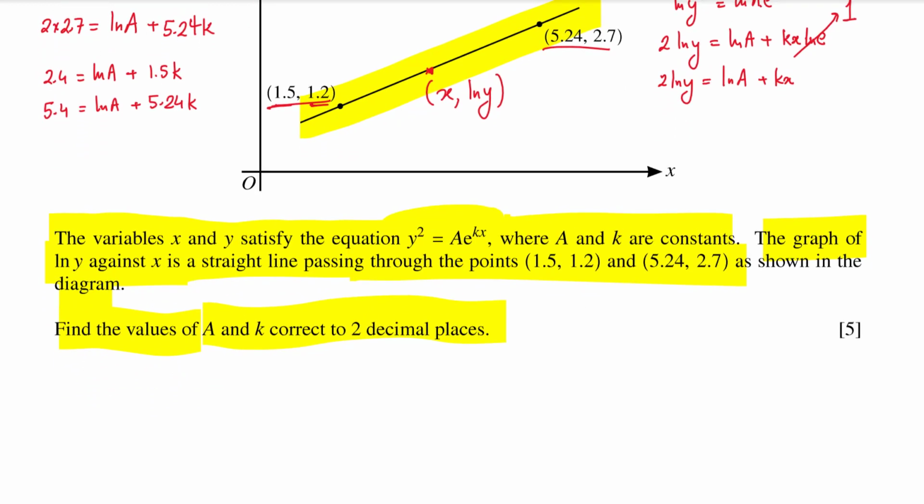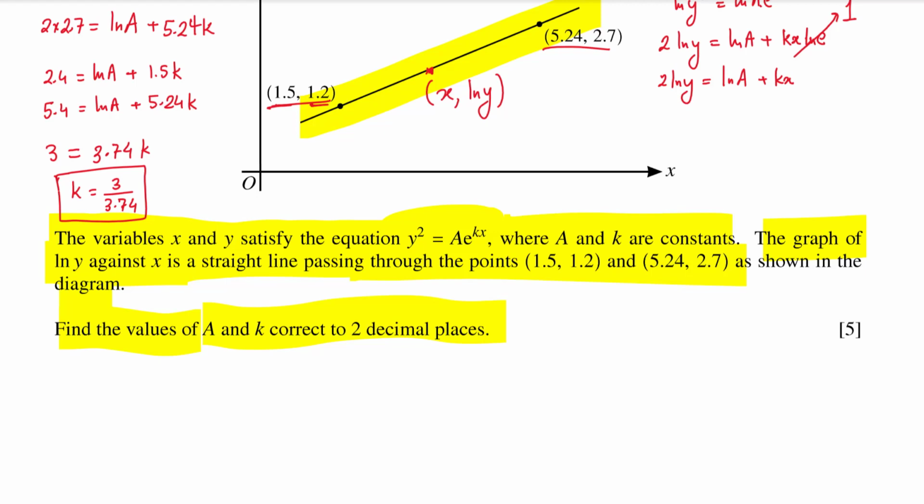So 5.4 minus 2.4 is 3 equals ln a minus ln a is 0. 5.24 minus 1.5, 4 minus 0 is 4, 2 minus 5 is 7, and 4 minus 1 is 3, so 3.74k. So we got the k value as 3 over 3.74. We'll write our answer correct to 2 decimal places afterward.